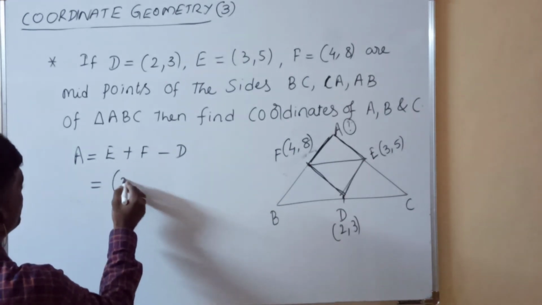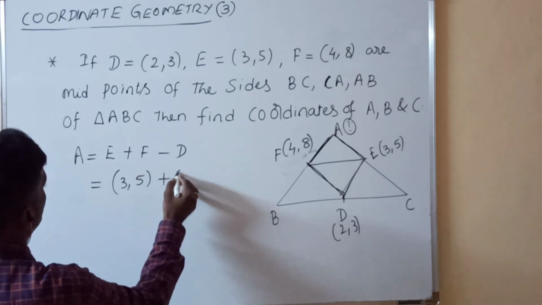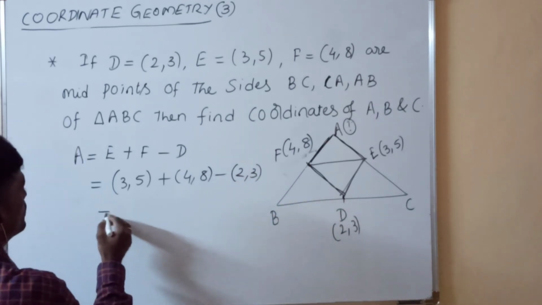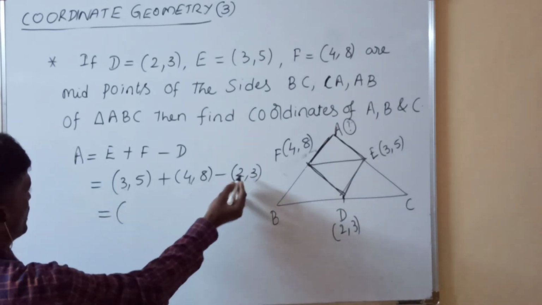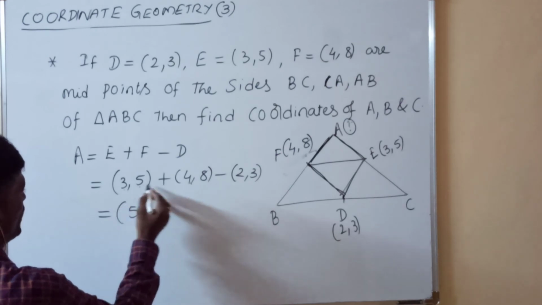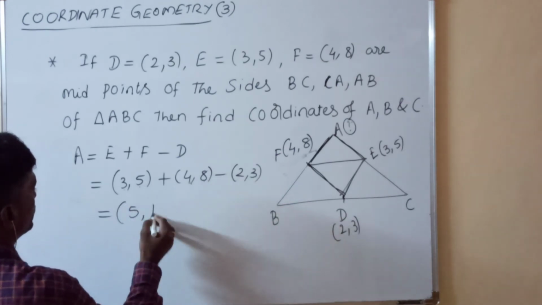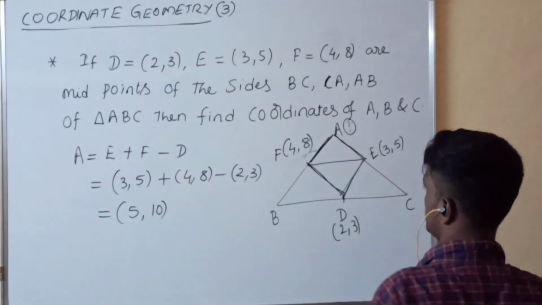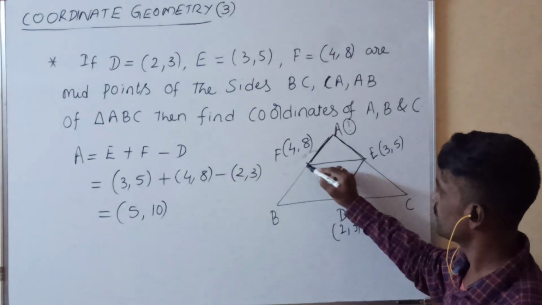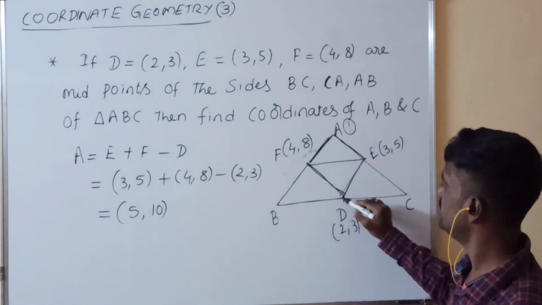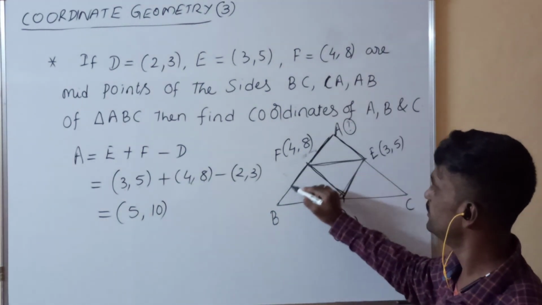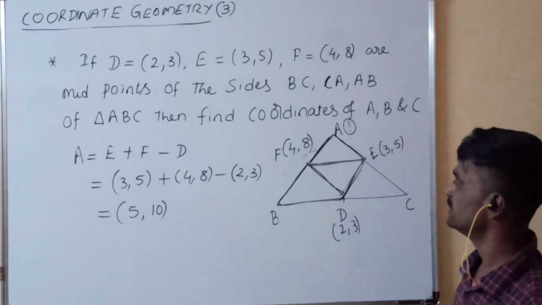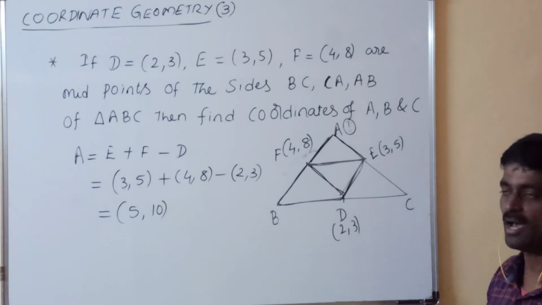What is E? 3, 5 plus F 4, 8 minus D 2, 3. So 3 plus 4, 7, 7 minus 2, 5. 5 plus 8, 13, 13 minus 3, 10. So thus A coordinates are 5, 10. Now next B coordinates. So to get B coordinates, observe B, D, E, F. This is also a parallelogram.